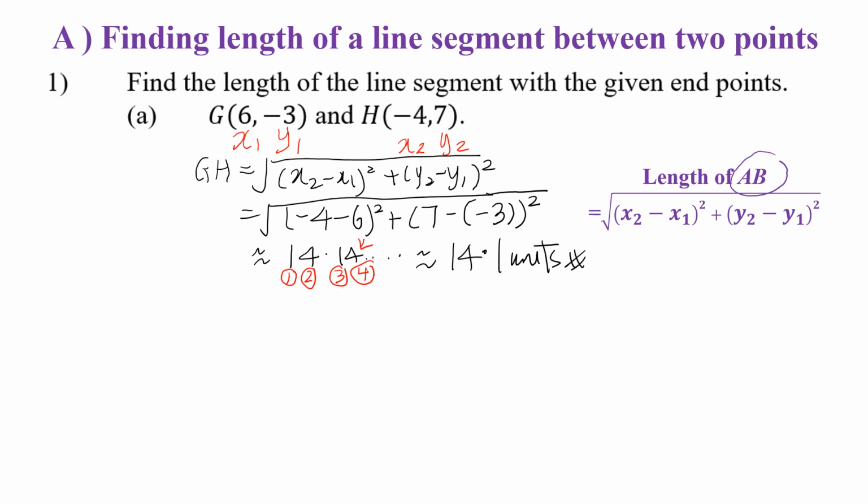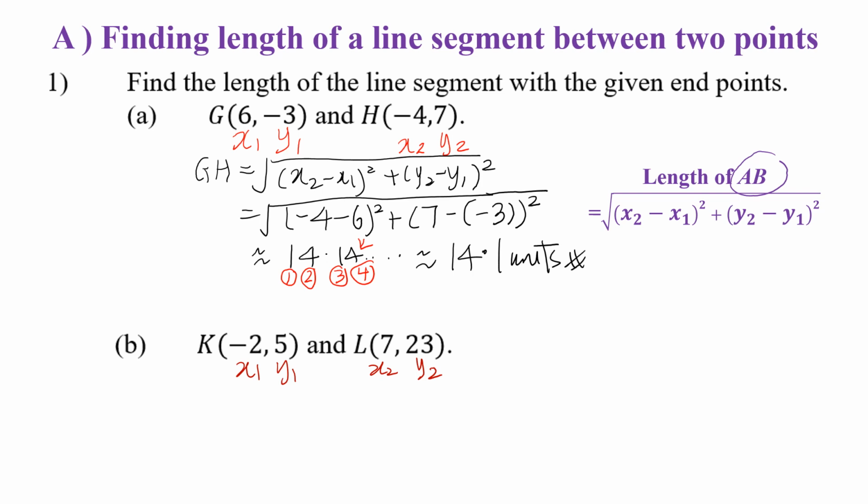Okay, so this is how you do it. Let's look at another example. In this case here, you're given points K and L. So likewise, let's label them. Let's label the points as x1, y1, and then x2, y2.